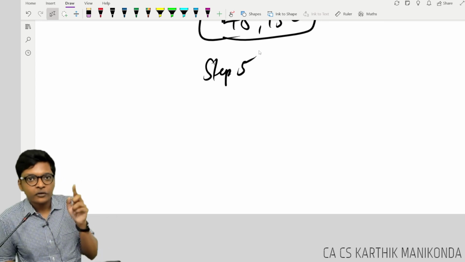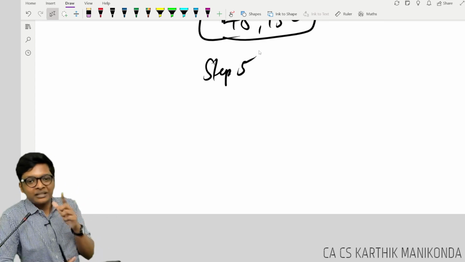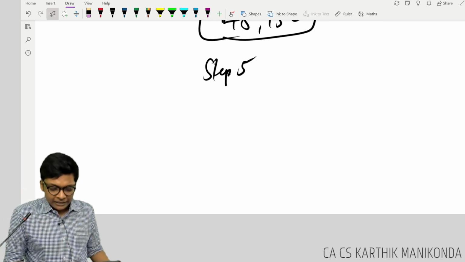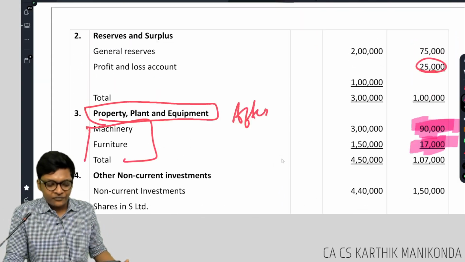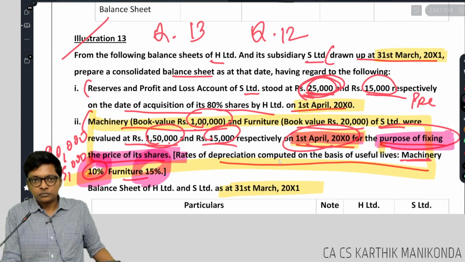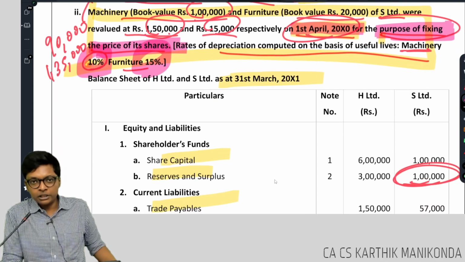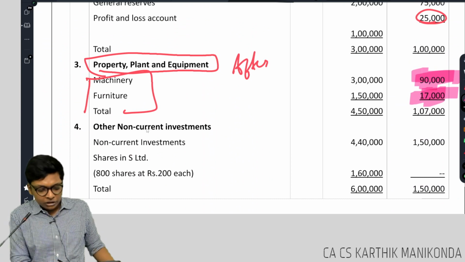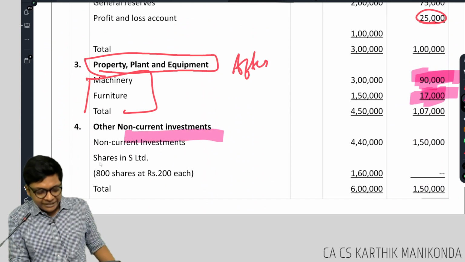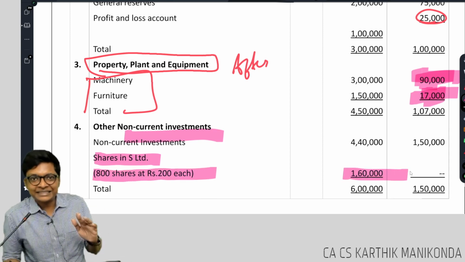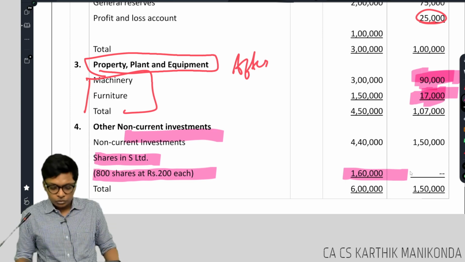5, computation of cost of control, goodwill or capital reserve. Compare what I paid with what you got. In other words, what you paid is cost of investments. How much did you pay, guys? Is it there in the question? You have to search. Look at the schedules below. In notes, other non-current investment, can you see shares in S Limited, 800 shares at 200 each, which is 1,60,000. So this is the value that is paid.